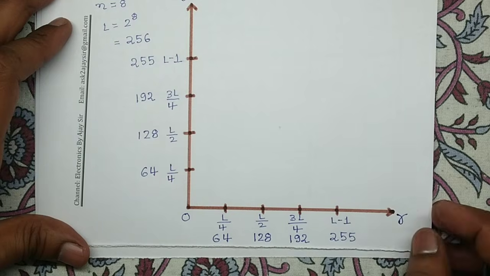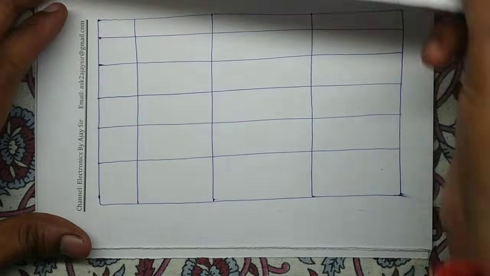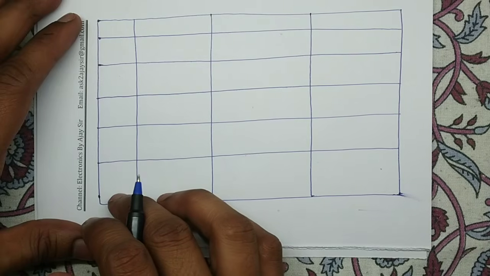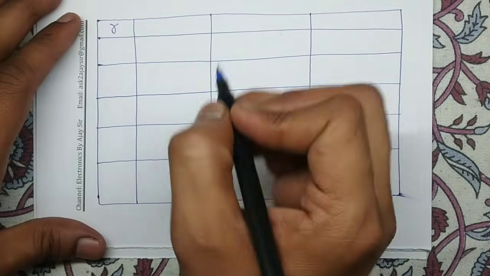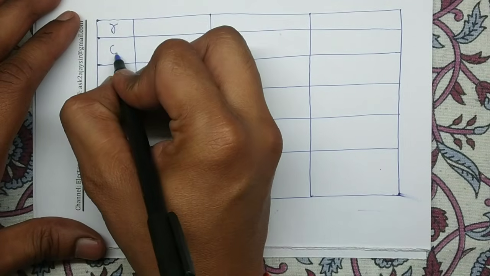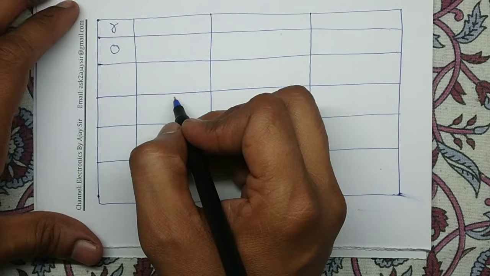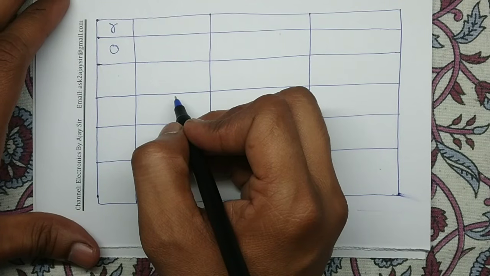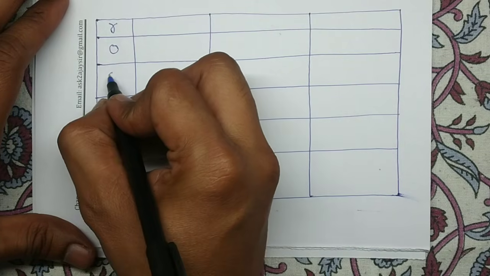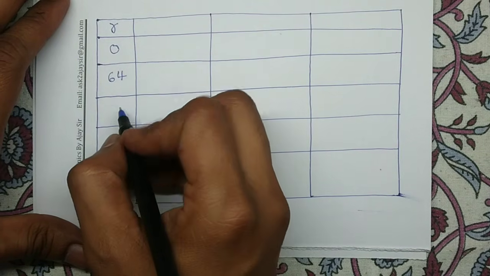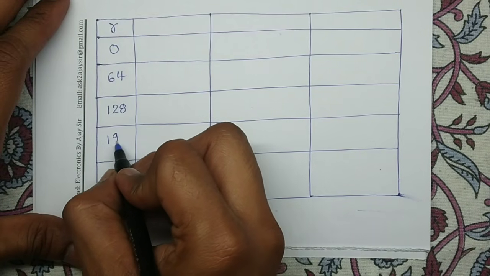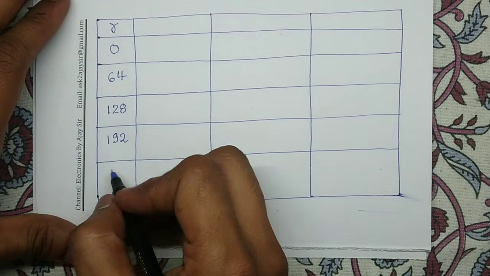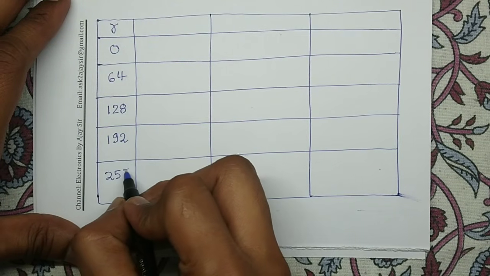Next we will draw a simple table. In the first column we will write our input intensity range, unnormalized input intensity range R. First point it is 0. Next it is L by 4. If for an 8-bit image n is equal to 8, L is equal to 256 and L by 4 is equal to 64. L by 2 is equal to 128. 3L by 4 is 192 and lastly L minus 1 that is 255.